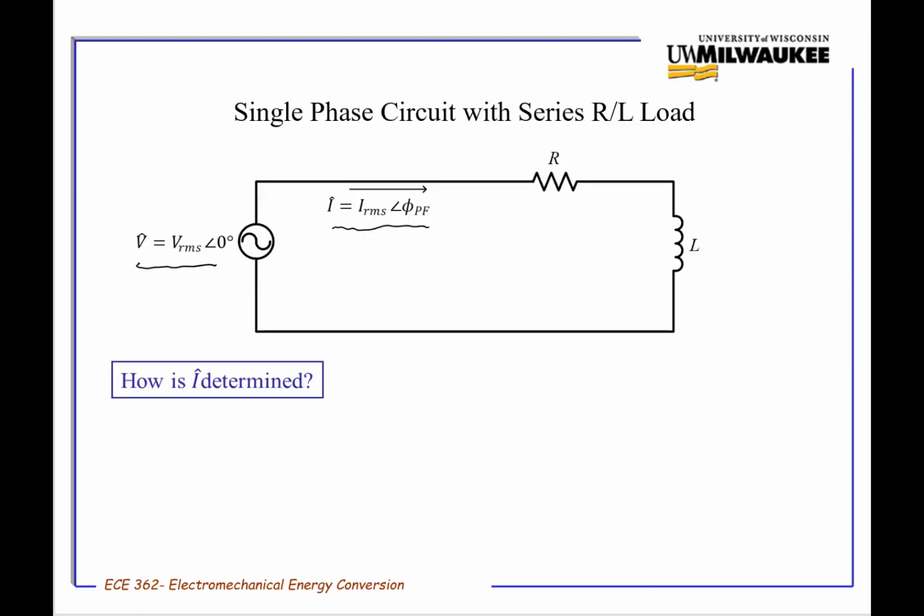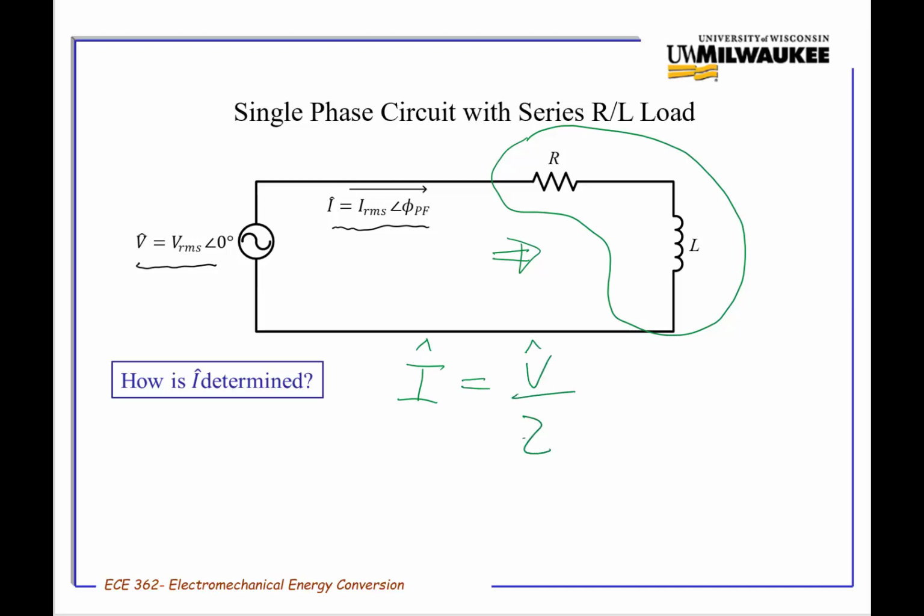Now let's consider taking a resistor and an inductor and putting them in series. What would be our approach here? Well, it would be very different. The way that we would want to approach this is to look at the combined impedance of the load and use that impedance to find the current. So quite simply, I is equal to whatever the voltage is divided by the impedance.